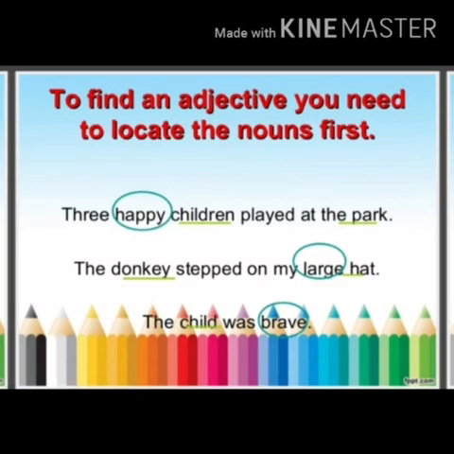To find an adjective, you need to locate the nouns first. Three happy children played at the park. The donkey stepped on my large hat. The child was brave. In these 3 examples, you can see that they have underlined the nouns, and the words written in circles are all adjectives as they are modifying nouns.